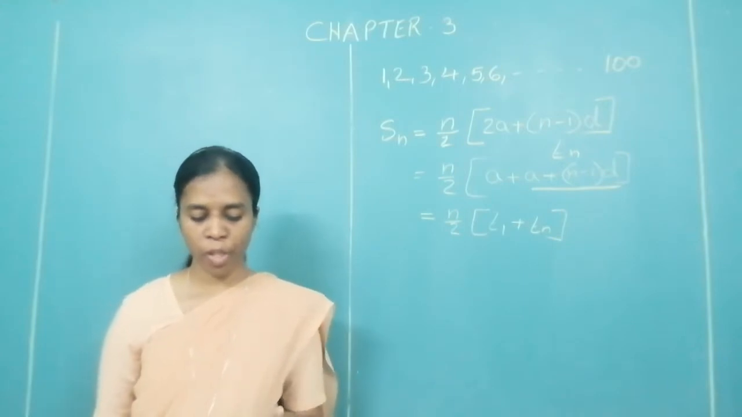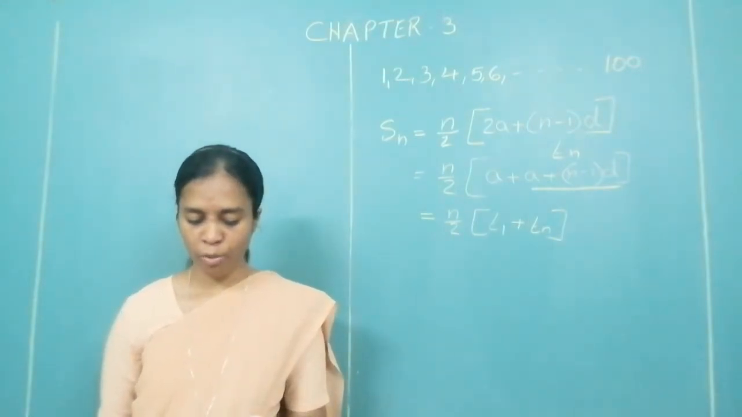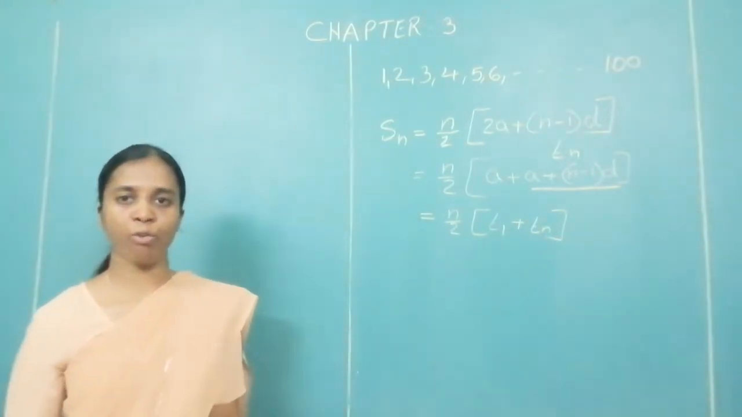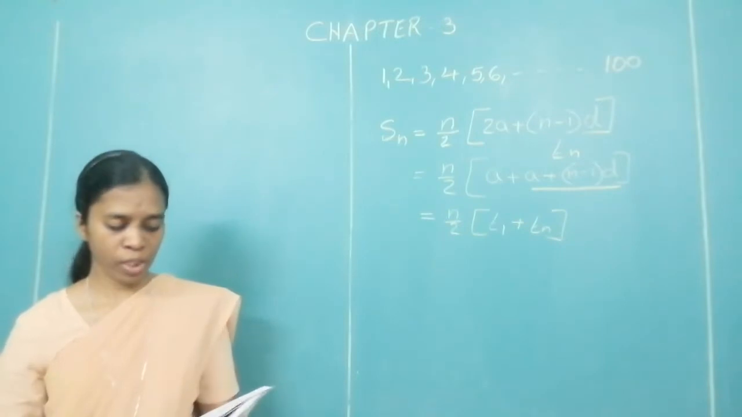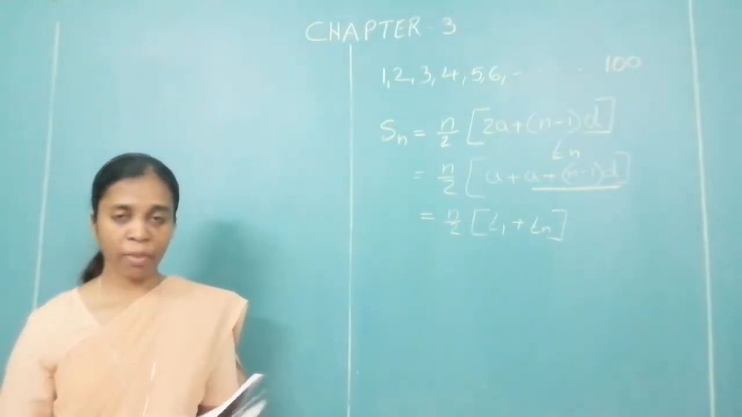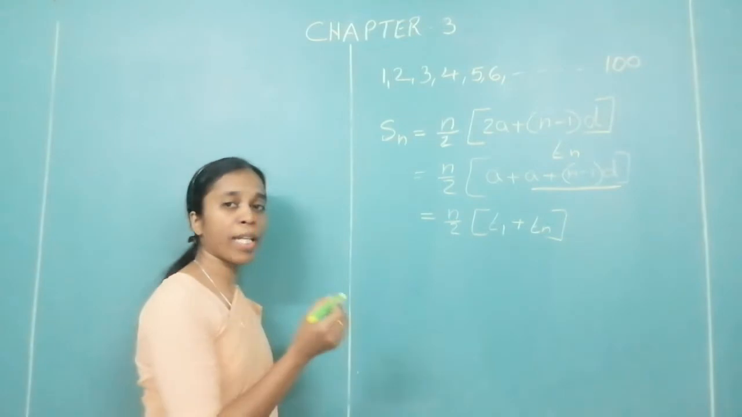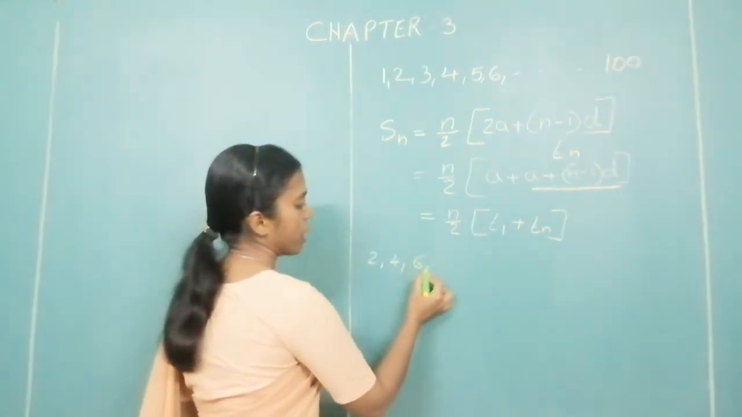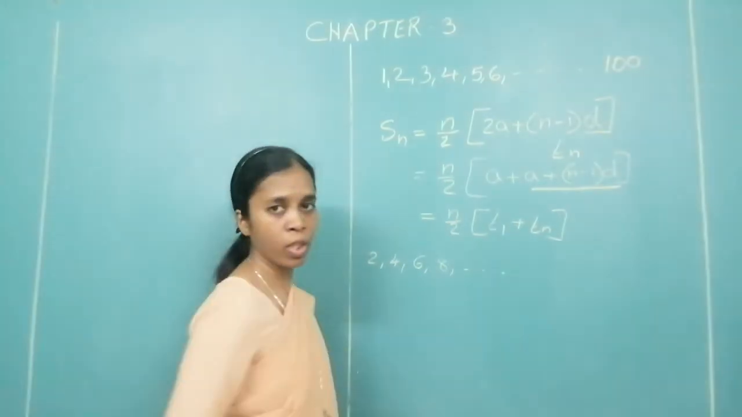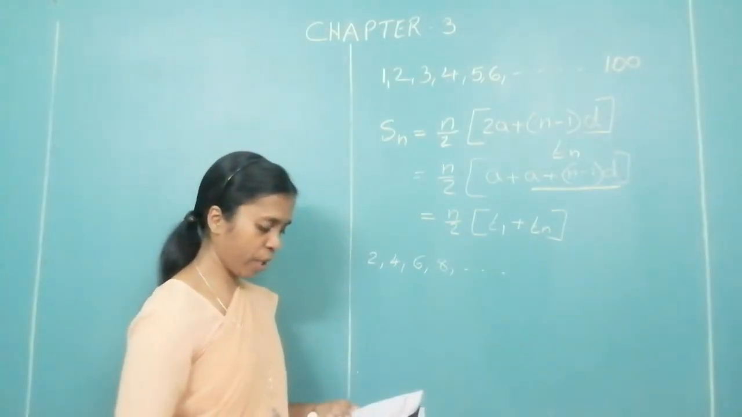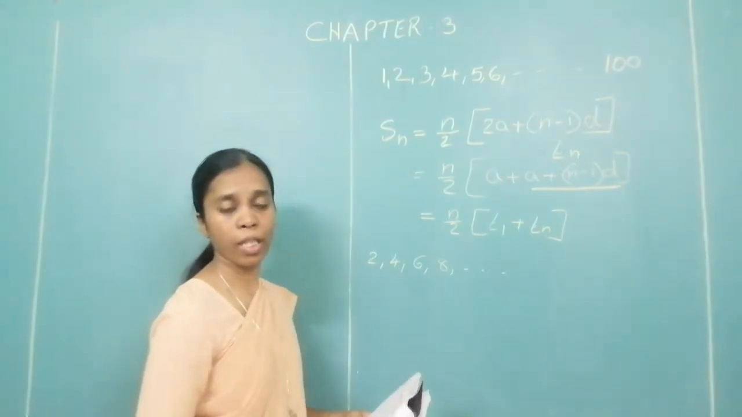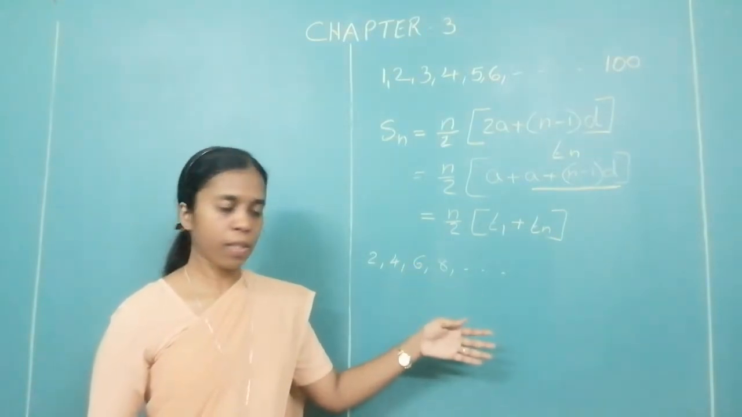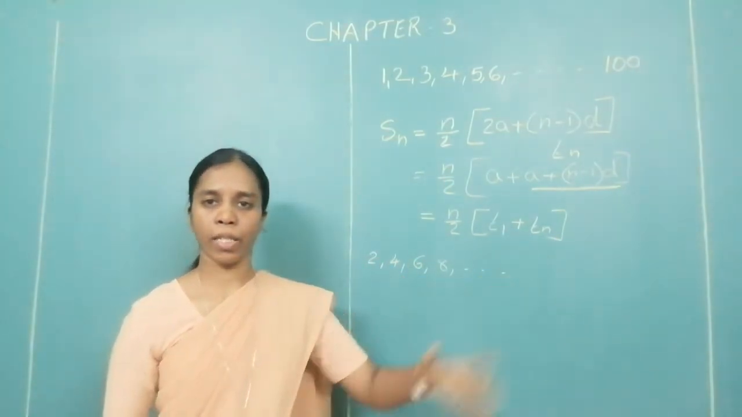Question number 2. Find the sum of first 123 even natural numbers. Find the sum of first 123 even natural numbers. What are even natural numbers? 2, 4, 6, 8 goes on. Till how many terms you have to find out? 123. Okay. So you have to write first, the AP is 2, 4, 6, 8, and so on.